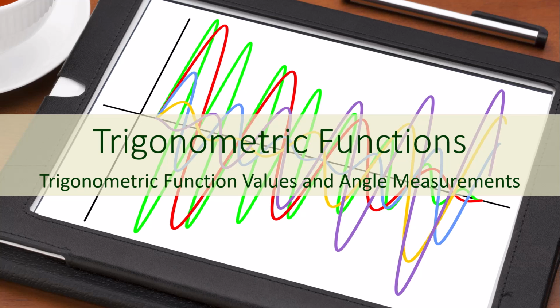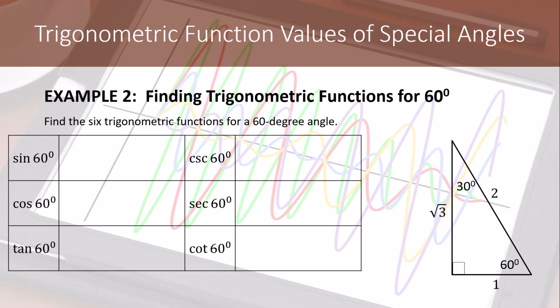Hi everybody, in this video we are going to find the 6 trigonometric functions for 3 special angles, and those angles are going to be the 60-degree angle, the 45-degree angle, and the 30-degree angle. And as you can see, we are going to start with the 60-degree angle right here.